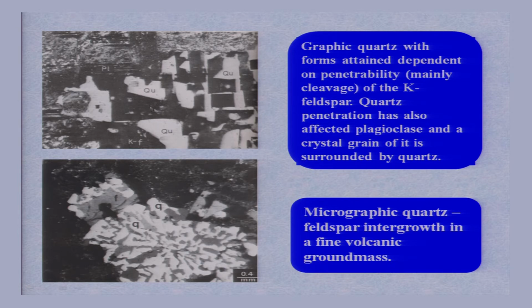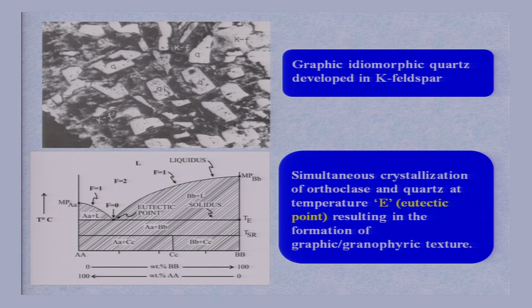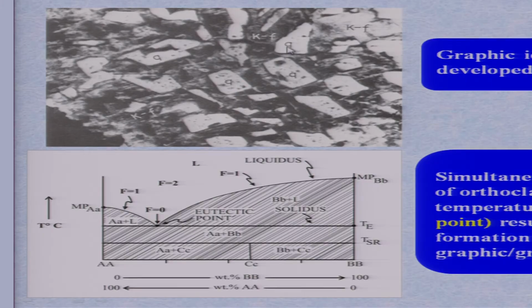See here the micrographic quartz feldspar intergrowth in a fine grained volcanic groundmass, and this is a micrographic quartz crystal. See here another slide where eutectic crystallization is shown. Graphic idiomorphic quartz. Quartz is idiomorphic. Idiomorphic means all crystal faces are very well developed. See here, all the faces of quartz crystals are well developed in K feldspar. These quartz crystals are embedded within the potash feldspar, that is orthoclase.